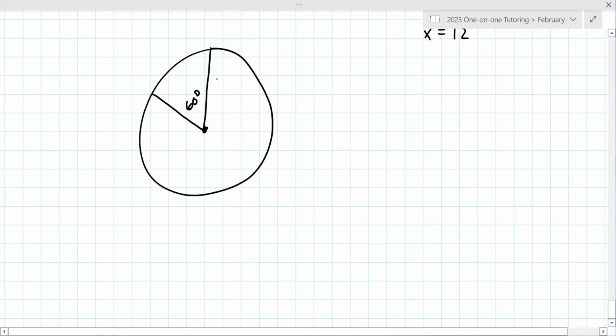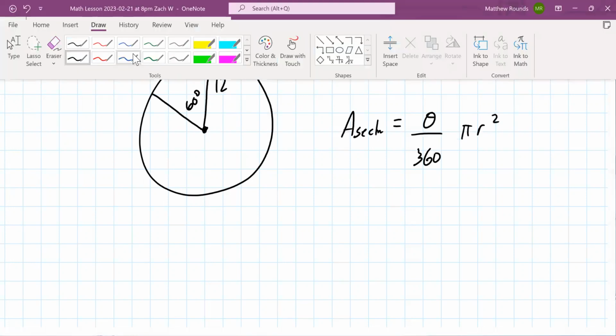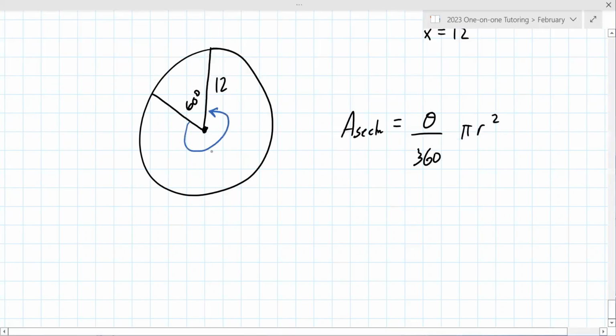This is 60 degrees. This is 12. The area of a sector is the angle over 360 pi r squared. But the angle you want is, you just mentioned it, it's this other one, which is 300.